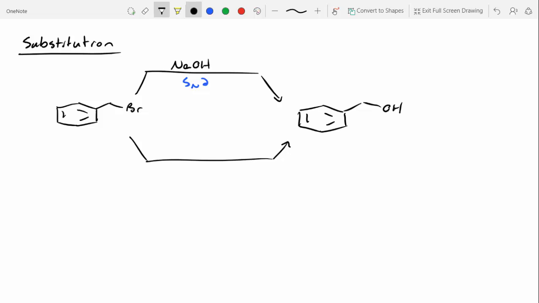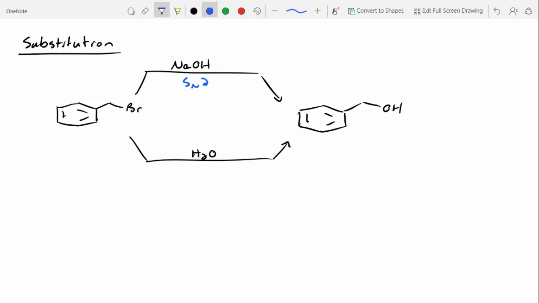What about using something like water? Will this work? Well, let's think about this. What if the bromine fell off and we form a carbocation? It'd be a primary carbocation. Our gut instinct says, oh, that looks wrong. But it's on a benzylic carbon, right? Benzylic carbons are remarkably stable because they're right next to that big aromatic ring. That stabilizes the positive charge immensely.